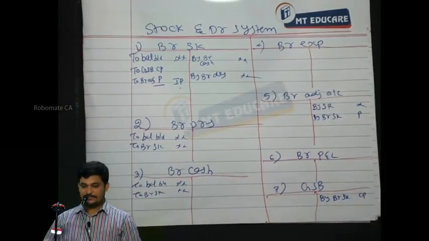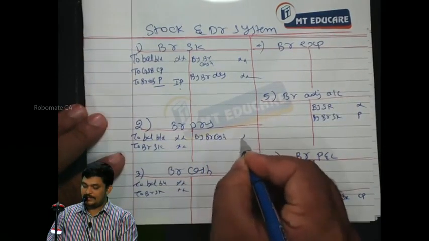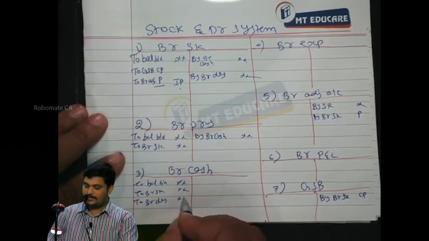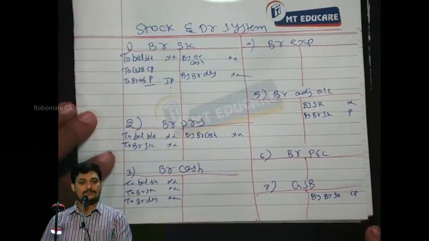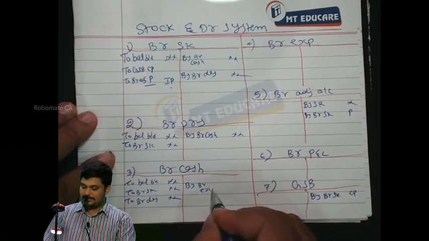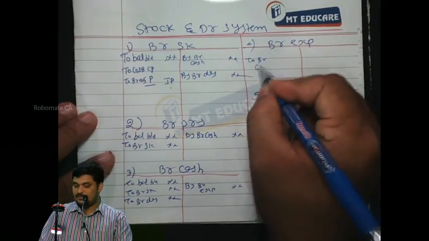Collection from debtors: branch cash to branch debtors. Expenses paid: branch expenses to branch cash.